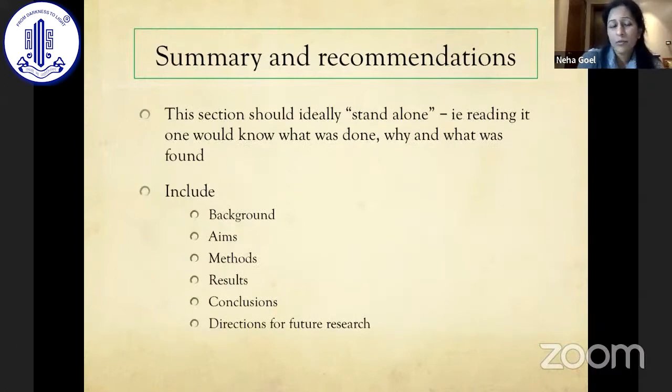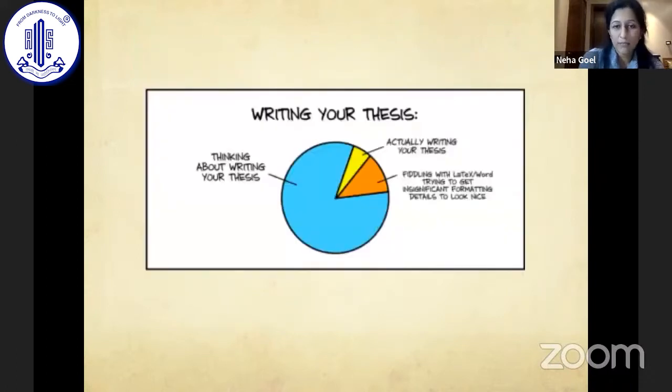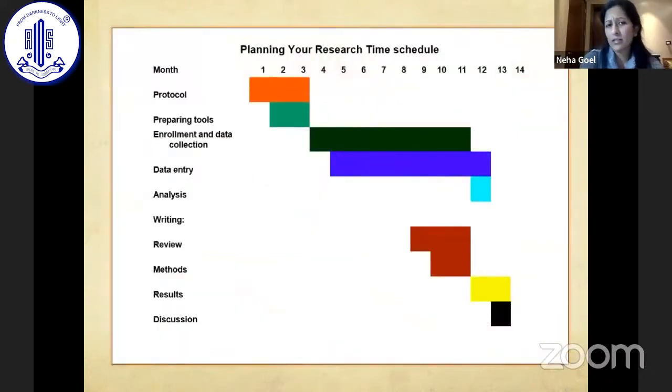Finally, your thesis requires a summary and recommendations, which should ideally be standalone, as in if anybody reads it, they should know what you have done, why you have done it, what you have found, and how it is relevant. So again, just to lighten the mood, a lot of time is spent in thinking about your thesis, in worrying about your thesis, in editing and formatting, rather than actually writing your thesis. But if you have, on a serious note, planned your schedule in such a way, you will do it in time and you will do justice to each of the sections as and when required.